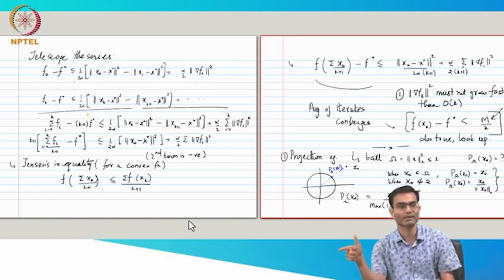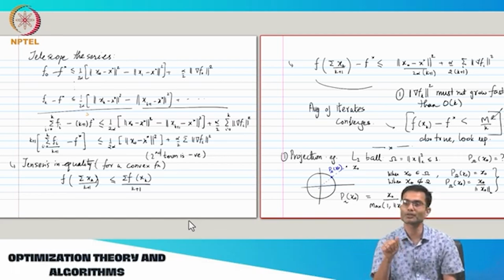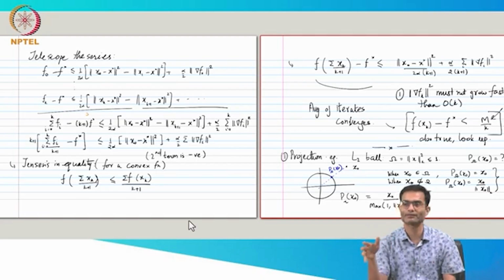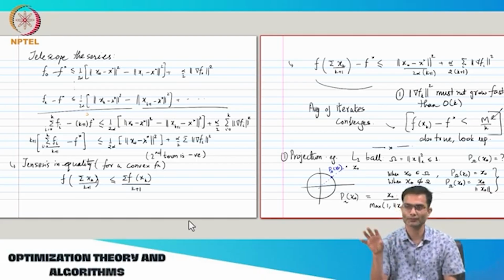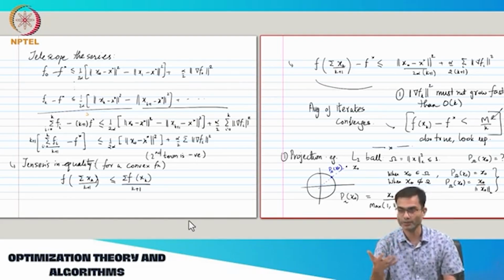So the constraint set has to be a convex set and the objective function has to be a convex function. Only when that is the case, this PGD has this nice proof of convergence and so on. But if it is a non-convex optimization problem, then you don't have all of these nice guarantees. Then you have to go case by case and see whether you can show convergence.